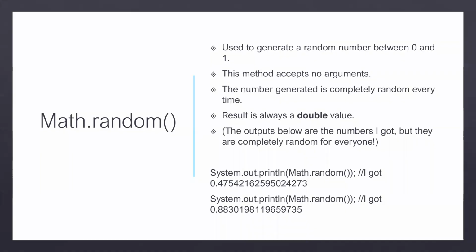The next one is Math.random. And this is used to generate a random number between 0 and 1. This method accepts no arguments, the number is completely random, and the result is always a double data type. Now do note that the outputs are subjective because they're different every time. So these are just two outputs which I got, and they will be different for each person.